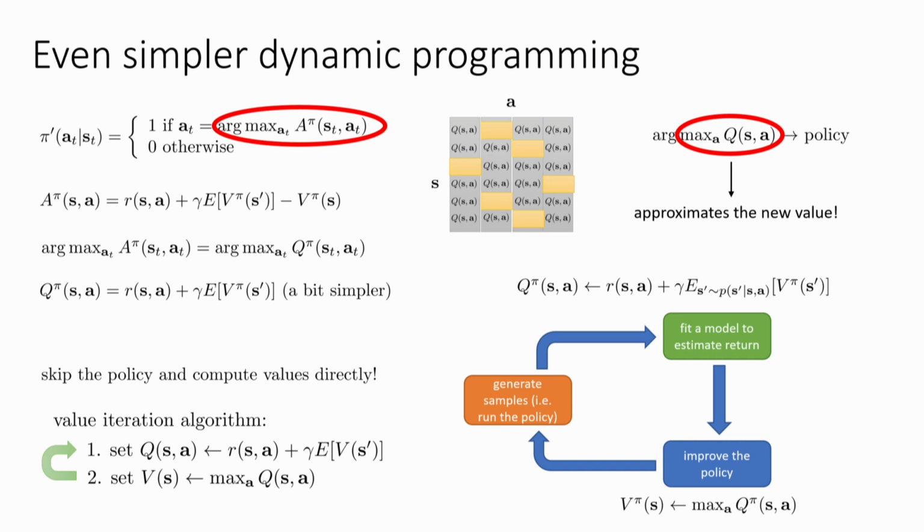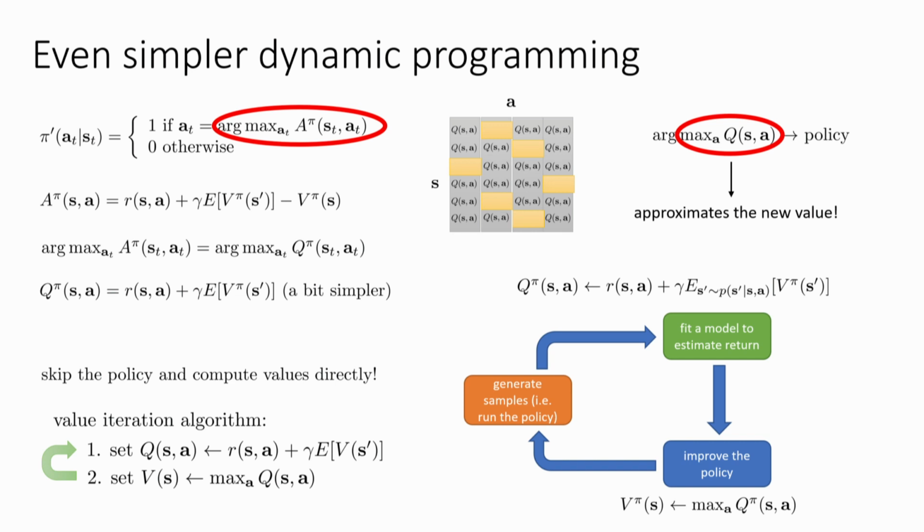Yes? Can I explain once again why argmax A pi is the same as argmax Q pi? So the advantage function is defined as the Q value minus the current value. So this R plus gamma expectation of V pi S prime, that's the Q value, and then the V pi of S, that's the bit that's being subtracted. Now argmax with respect to A is influenced only by the parts of this equation that actually depend on A. And since this bit that I'm subtracting does not depend on A in any way, it does not alter the argmax. Any other questions?